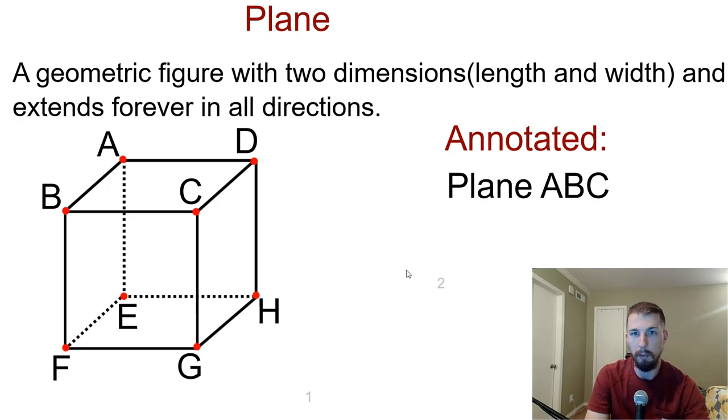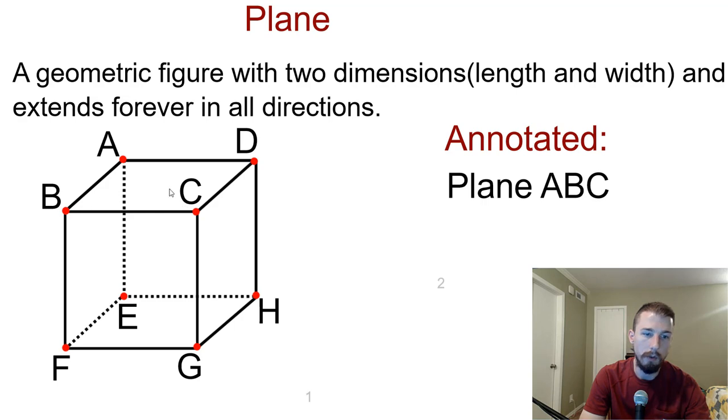It's not all of space, but it's a flat surface that extends in 2 directions. So, for instance, we could annotate, and we always have to notate a plane with 3 non-collinear points. And we'll talk about non-collinear a little bit in a second. So if we have plane ABC, we look at points A, B, and C.